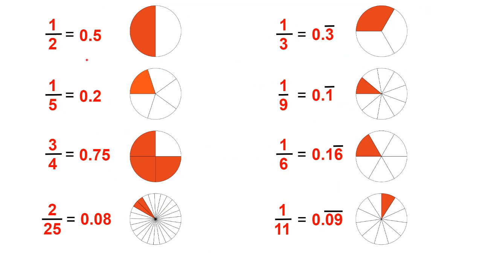So in this lesson we learned how to convert fractions to decimals. We learned how to convert 1/2 to 0.5, and that 1 over 5 is 0.2, and that 3 quarters is 0.75, and that 2 over 25 is 0.08. And we also learned about recurring decimals. One third is 0.3, recurring sign on the 3. 1 over 9 is 0.1, recurring 1. 1 over 6 is 0.16, where only the 6 is recurring. And 1 over 11 is 0.09, where both the 0 and the 9 are recurring.